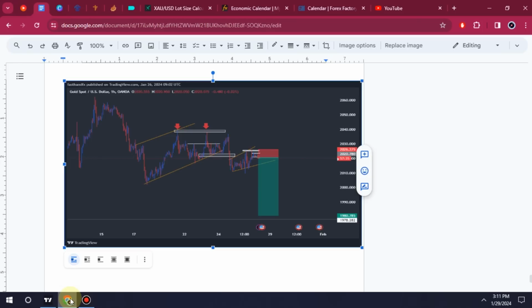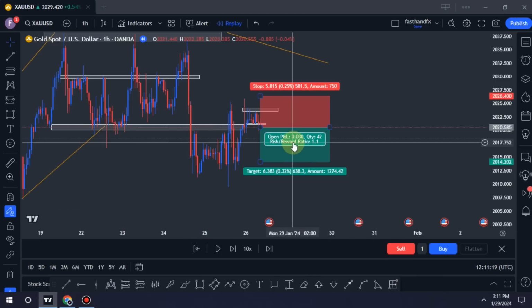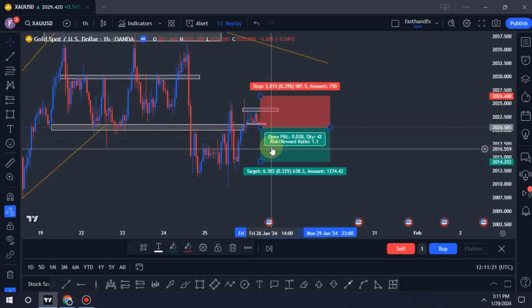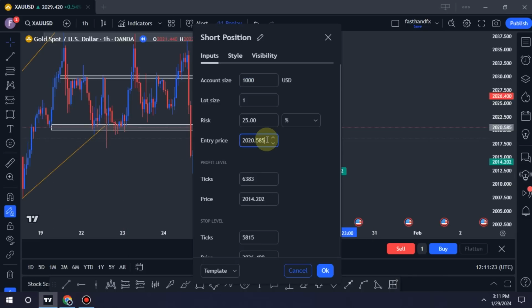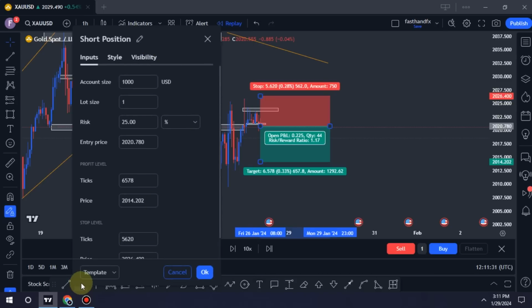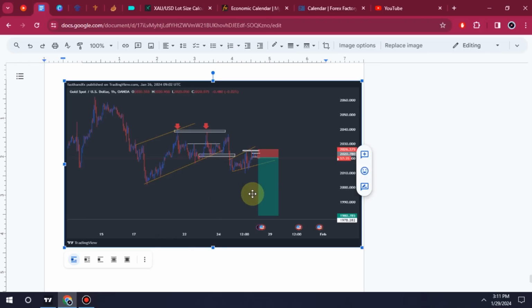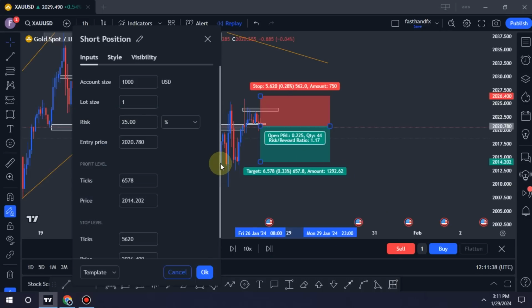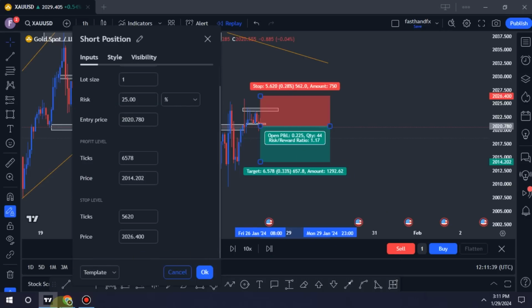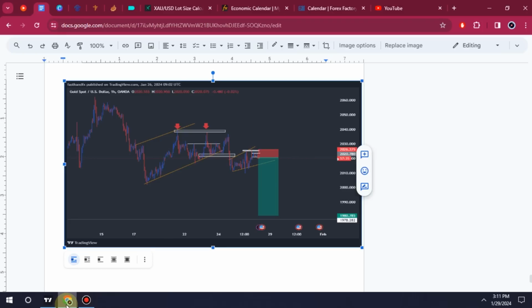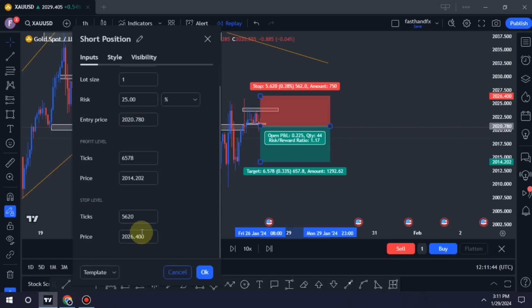My entry was around 2020.780, something like that, just because of spread. And my stop loss basically was 2026.375.